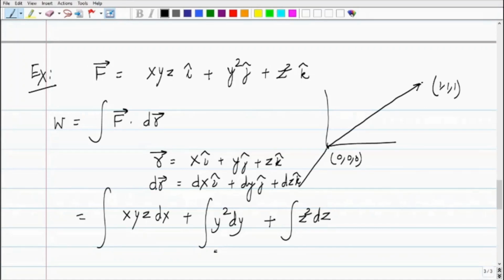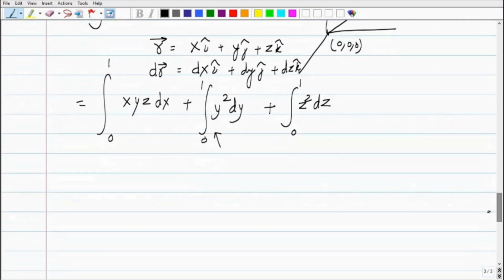So the second integration over here has y square dy. You can see the variable of integration is y, so we have to think of what is the lower limit and upper limit of y. Here, for example, it goes from 0 to 1. Similarly, the last one goes from 0 to 1. The first one is again, the variable of integration is x, which is also going from 0 to 1.